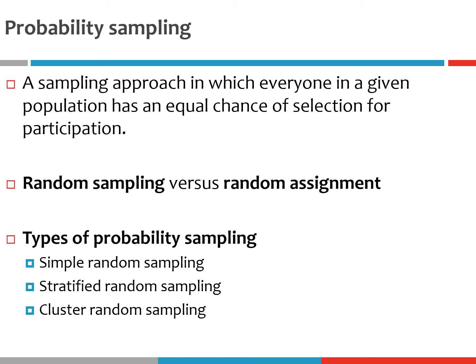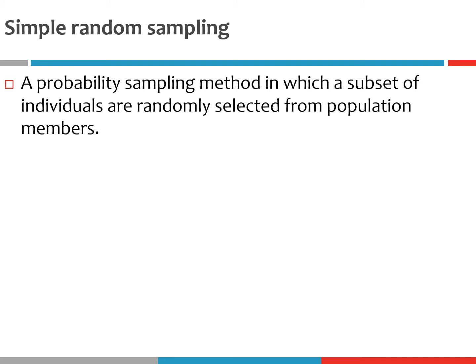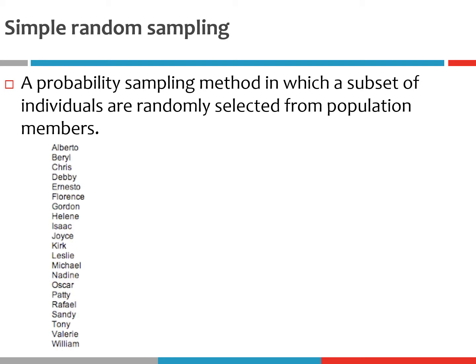Okay, and there are three different types of probability sampling. There's simple random sampling, stratified random sampling, and cluster random sampling. Okay, so we're going to look at each of these individually. So simple random sampling is a probability sampling method in which a subset of individuals are randomly selected from the population. Okay?